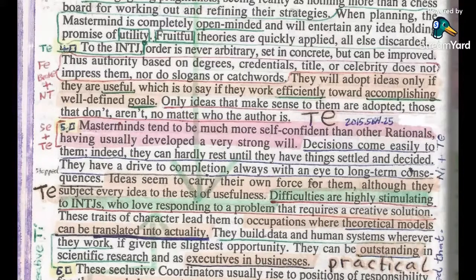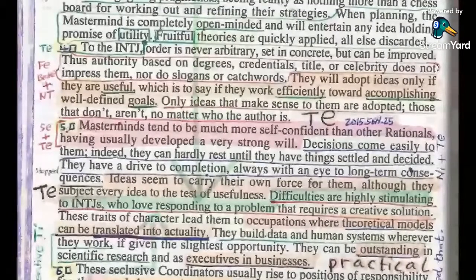Decisions come easily to them. Settle, drive for completion, long-term consequences, argue Ni. Ideas carry their own force for them, although they subject every idea to the test of usefulness. Like I said, what Model A would say, ignoring Ne. Requires a creative solution. These traits lead them to occupations where theoretical models can be translated into actuality. So again, theoretical models maybe correlate that to Ne and Ti in that, as I mentioned before, they build data in human systems wherever they work, if given the slightest opportunity.